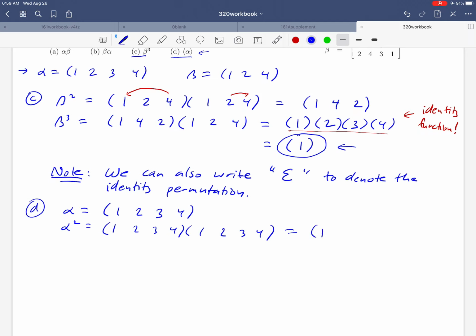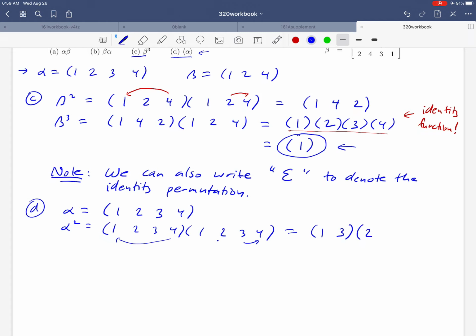Okay, and so let's see. If we start with the number 1, 1 is going to go to 2, and 2 is going to go to 3, so 1 goes to 3. Okay, and then where does 3 go? Well, 3 maps to 4, 4 maps back to 1. So 3 goes back to 1, which tells us that we need to close that cycle. Okay, and so we've taken care of the numbers 1 and 3.